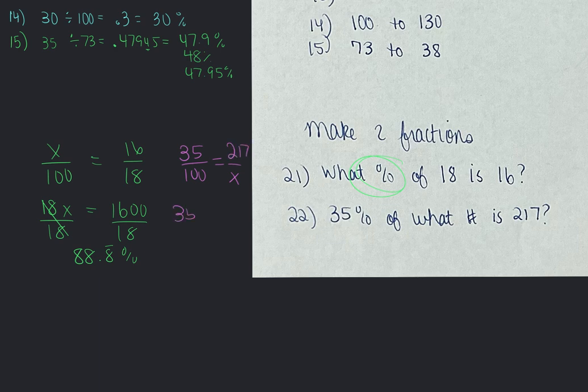Okay, question 22 says 35% of what number, so that x is on the bottom, is 217. Cross multiply, I get 35x equals 21,700. Divide by 35, cross out, what's my answer? I end up with 620.